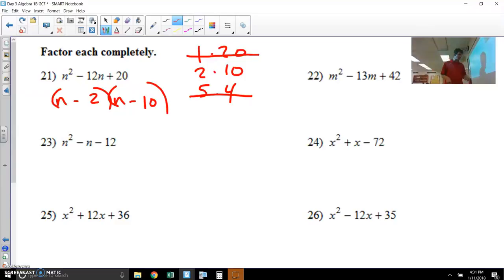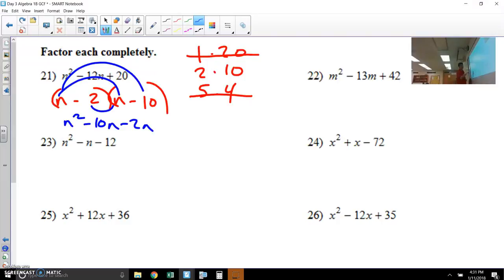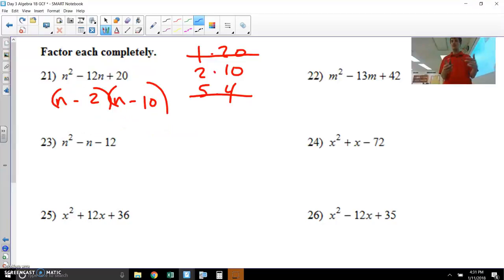Okay? So this next part's not necessary, but really important. If you know you did it correctly, then you feel confident as you go. n times n, n squared. n times negative 10, negative 10n. Negative 2 times n, negative 2n, and then negative times a negative, positive 20. So this right here is where you're getting that negative 12 from in the middle. So this is definitely correct. Okay, that's how you check it. Just like I said with multiplication and division, they're opposites. If I want to know I did this correctly, I just multiply them together.